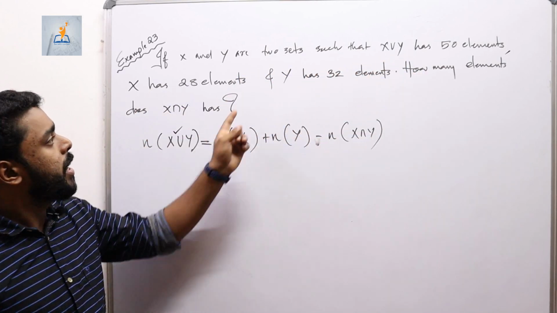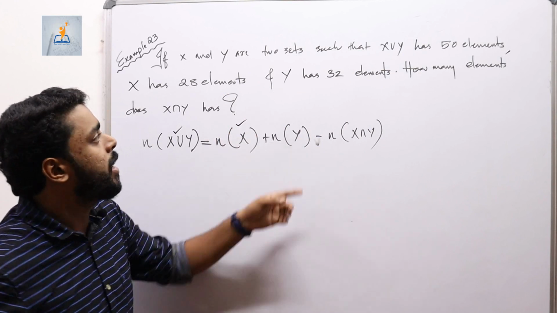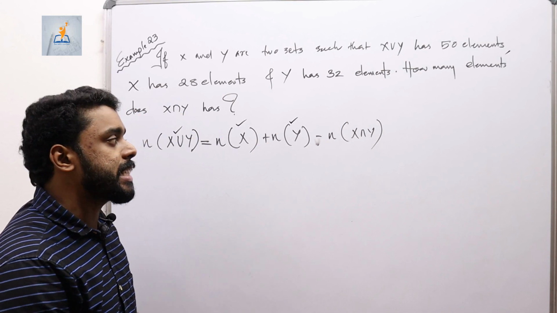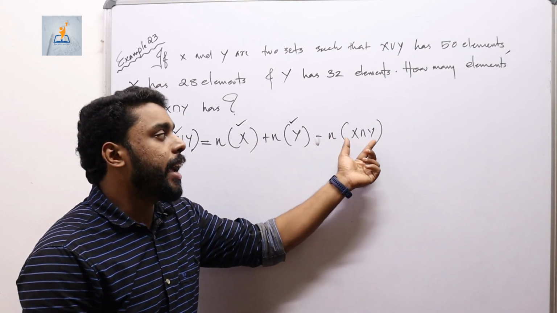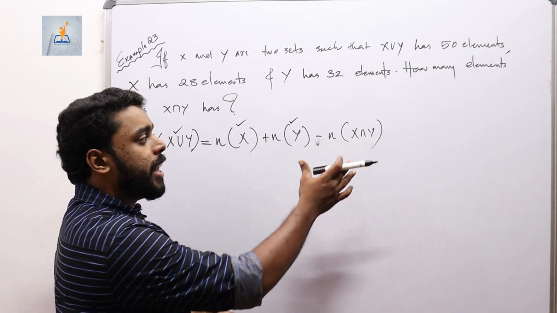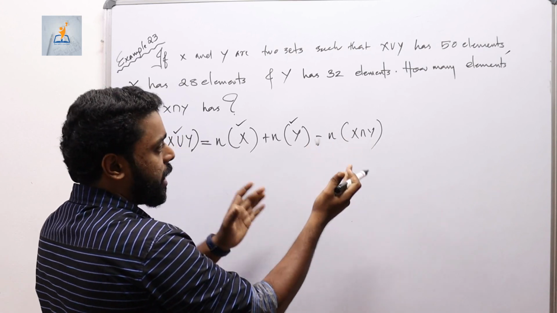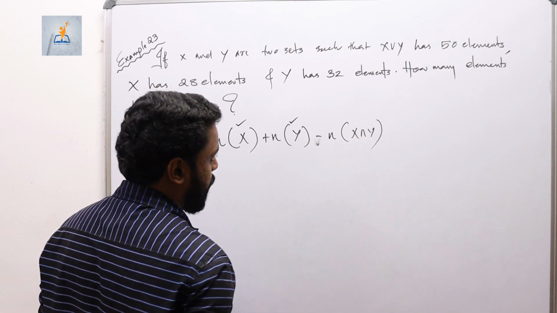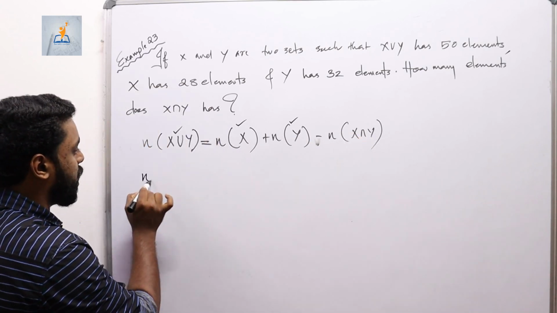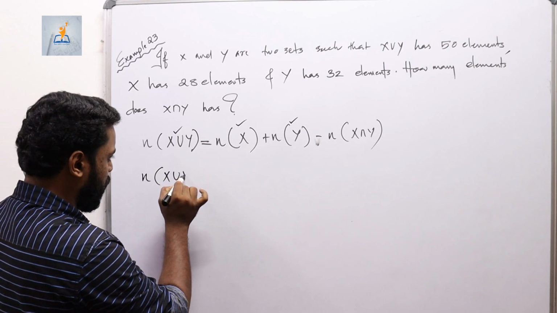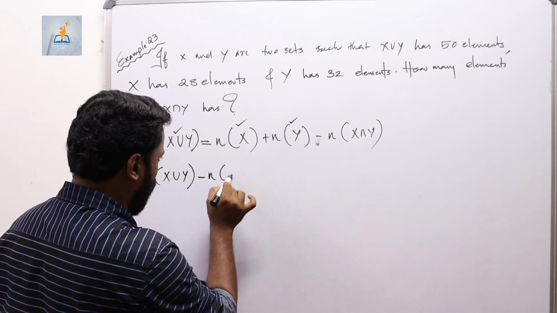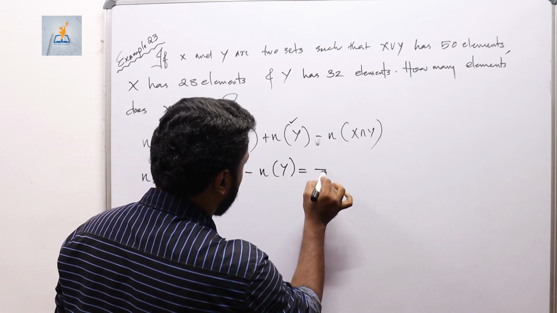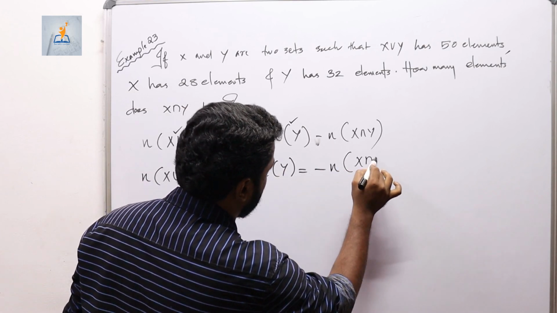So this is given, number of elements in x, and number of elements in y is also given. So all other things are given, so we can isolate n of x intersection y on any one of the sides, right or left. I am going to keep this term here. So all other terms will come here: n of x union y minus n of x minus n of y will be equal to minus n of x intersection y, isn't it?